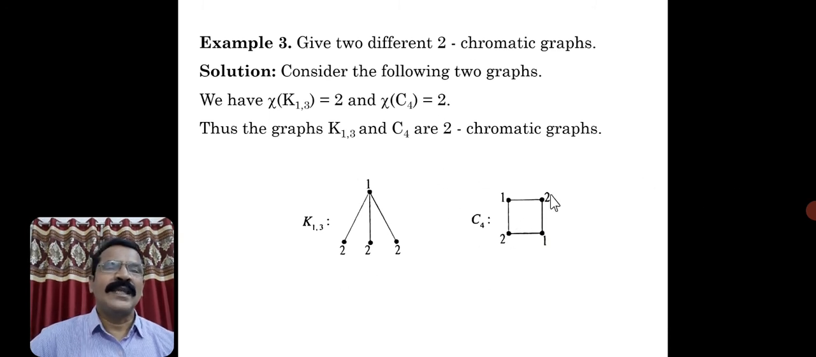Now consider a cycle with 4 vertices. In the previous slide we considered a cycle with 5 vertices. Here, for the vertex colored with 1, the adjacent vertex cannot be assigned 1, so you have to use the second color. Now for the next vertex, you cannot use 2 because these two are adjacent, but you can use color 1 because these two are non-adjacent.